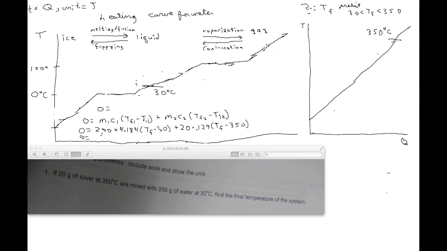So let's see. You have here 0 equals what? 0 is equal to 200 times 4.184 times TF minus 30 plus 200 times 0.129 times TF minus 350. Where did you get that 0.129 from? The silver. And where did you get the silver from?